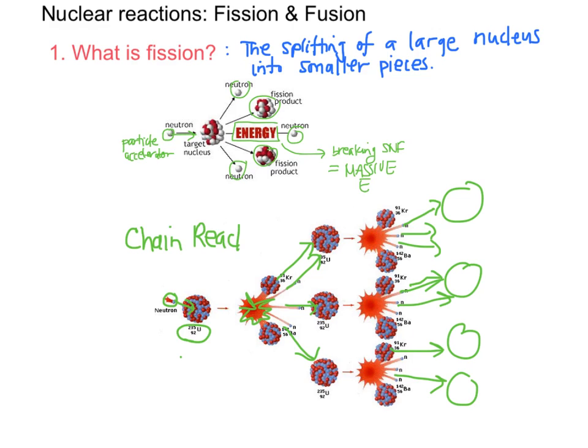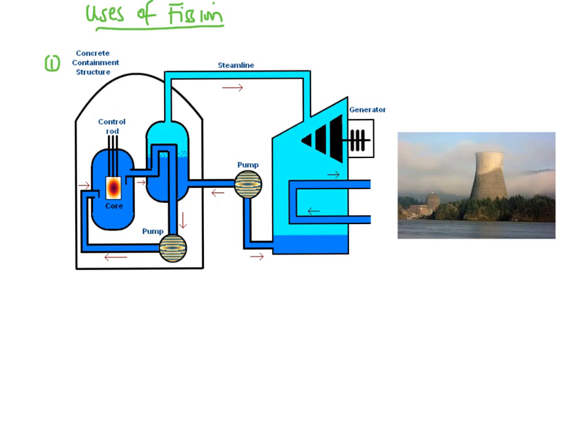And every time you split the nucleus of one of these uranium-235s, you're releasing a whole bunch of energy that can be used for a number of things. So probably the nicest use of fission is that you can power small towns with these splitting of these nuclei and releasing of all that energy.